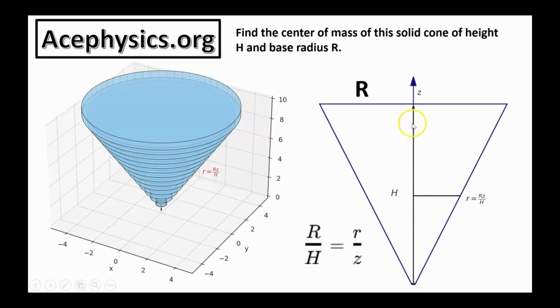Any location along this axis is given by z, unless you're all the way at the top, in which case it's big H. At this location, we'll call the radius little r. This allows us to write down a ratio because we have similar triangles. Big R over big H equals little r over little h, where little h is z.